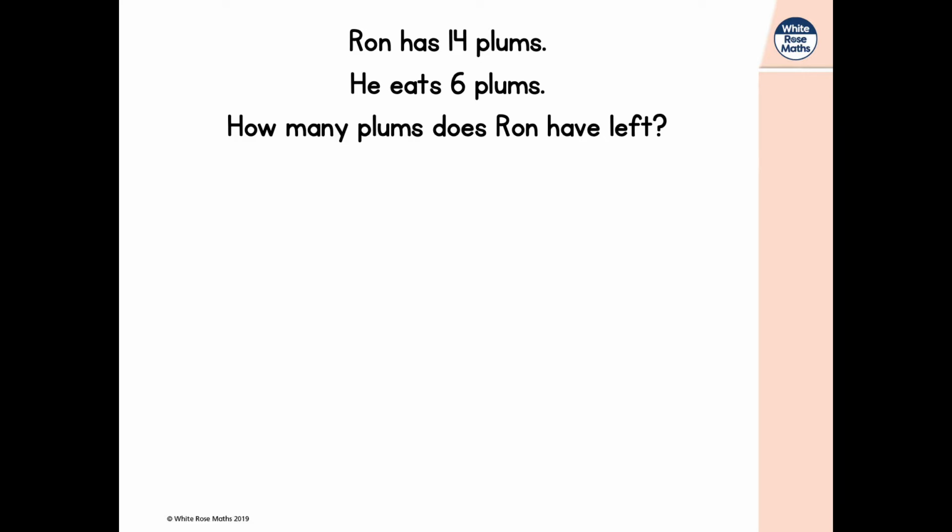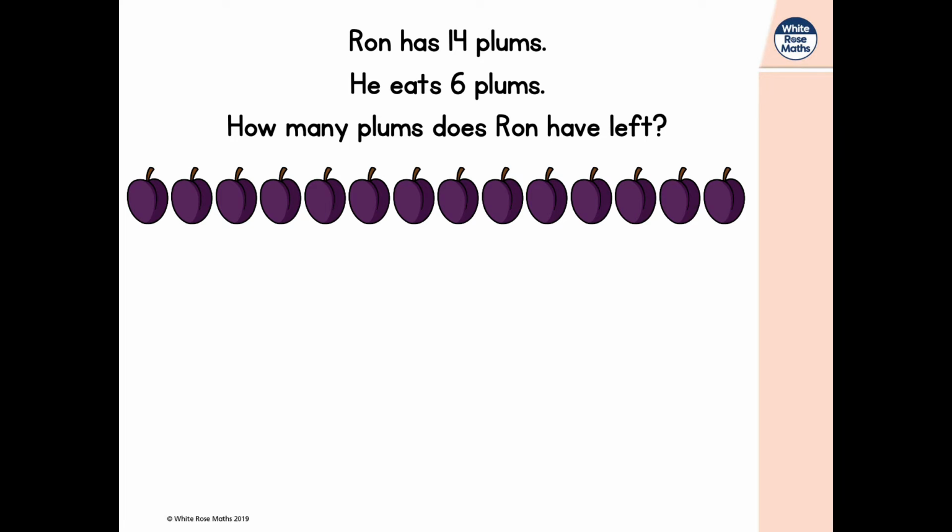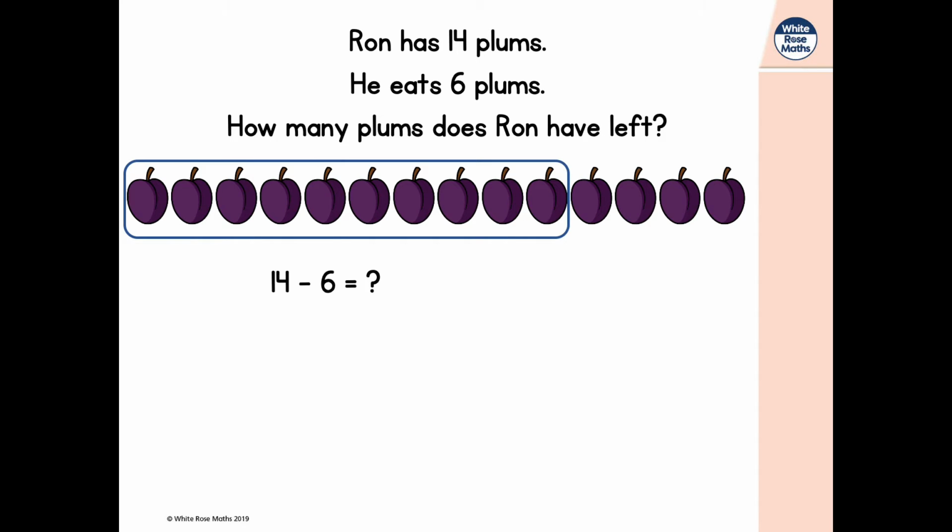Oh, here's a story about Ron and some plums. Ron has 14 plums. He eats 6 plums. How many plums does Ron have left? Well, I want to make sure we've got 14, so that's 10 and 4 more. Yes, I've got 14. If he eats 6 plums, how could I show that? Right, I could draw an X through them. And I would have to calculate 14 take away 6 equals something.